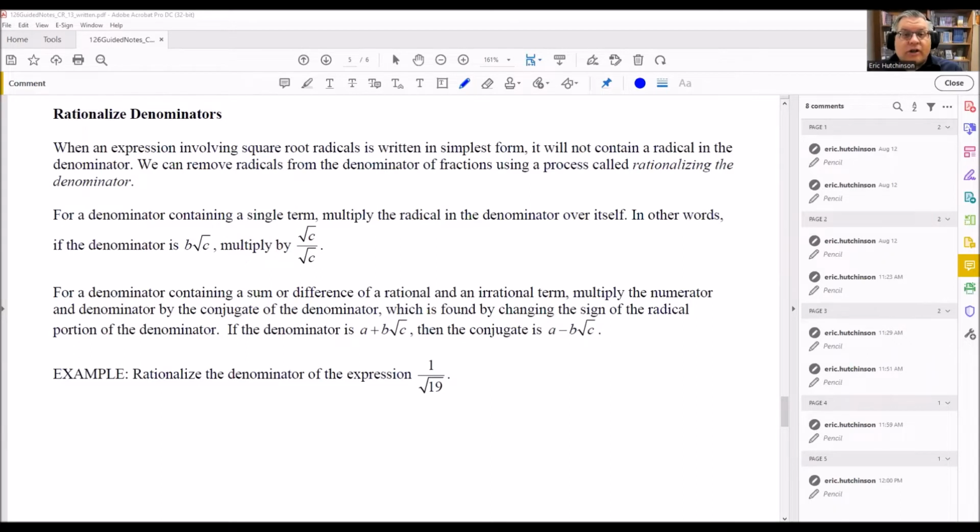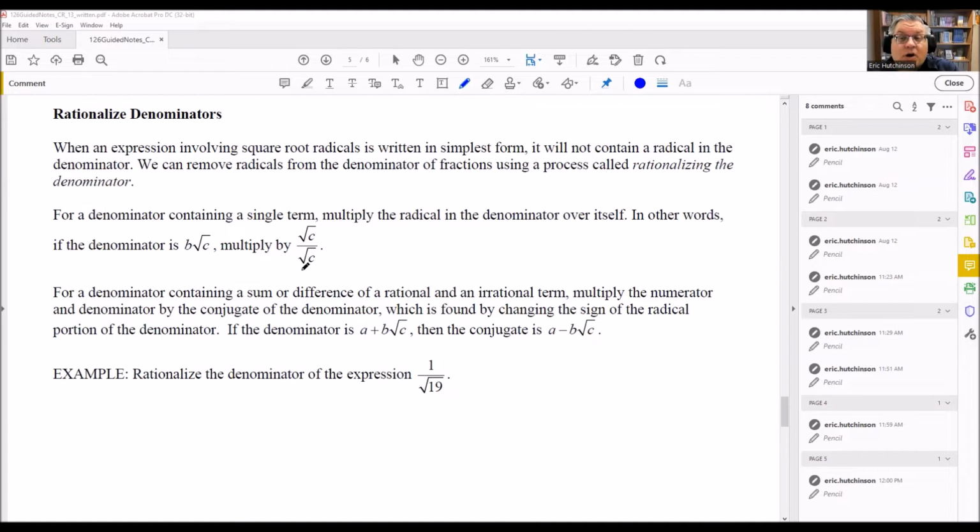When you want to rationalize denominators, what you're doing is getting rid of a square root from the denominator of a fraction. So that's the whole idea for doing this. If the denominator is something with the square root of c in it, you're just going to multiply by square root of c over square root of c. Whatever you have on the bottom, just the radical, you multiply by itself, top and bottom.